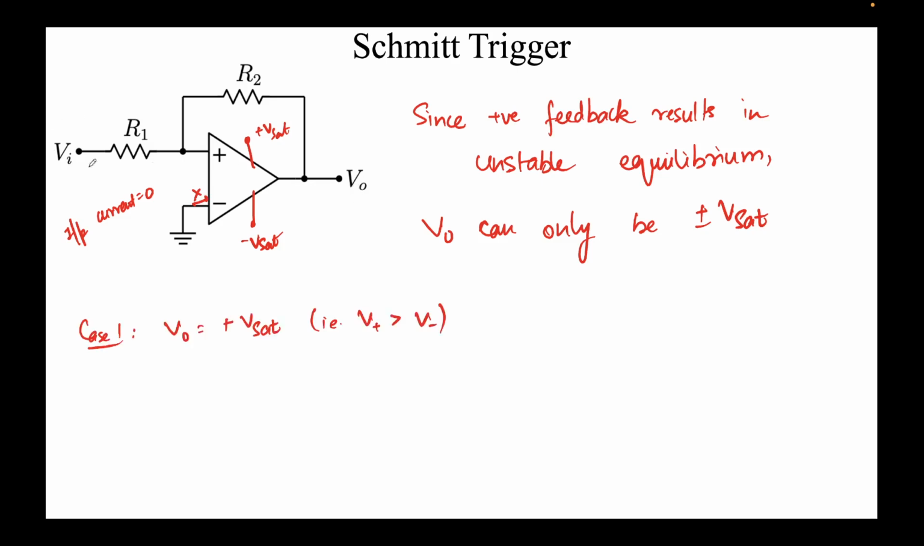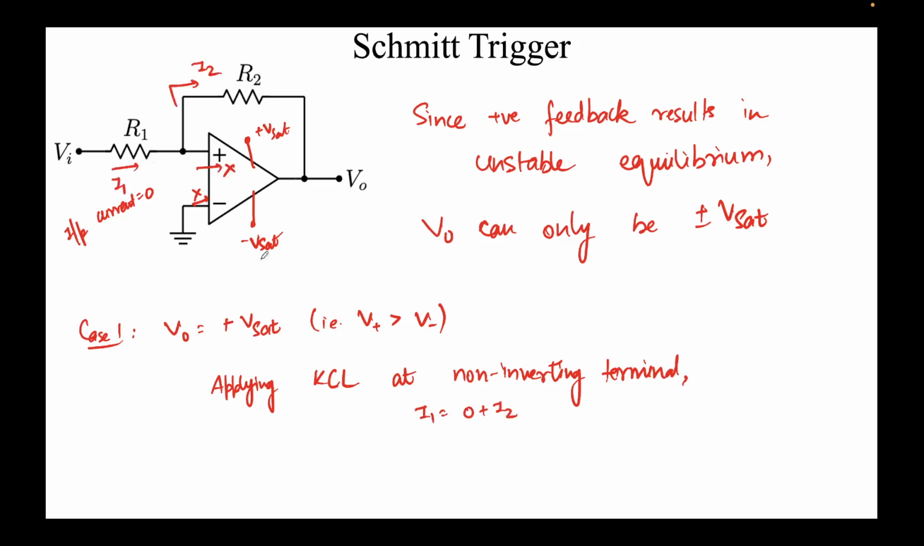Okay, now since Vin is very high, I want to find that Vin at which Vout will switch from plus Vsat to minus Vsat. So now we are interested in finding that limiting case. That limiting case is when V plus is greater than V minus, and here V0 will be plus Vsat. What this means is that if I apply KCL at this terminal, I1 equals 0 plus I2. 0 is coming from here. Remember, this Rin is very high, so there is no input current to the op amp.